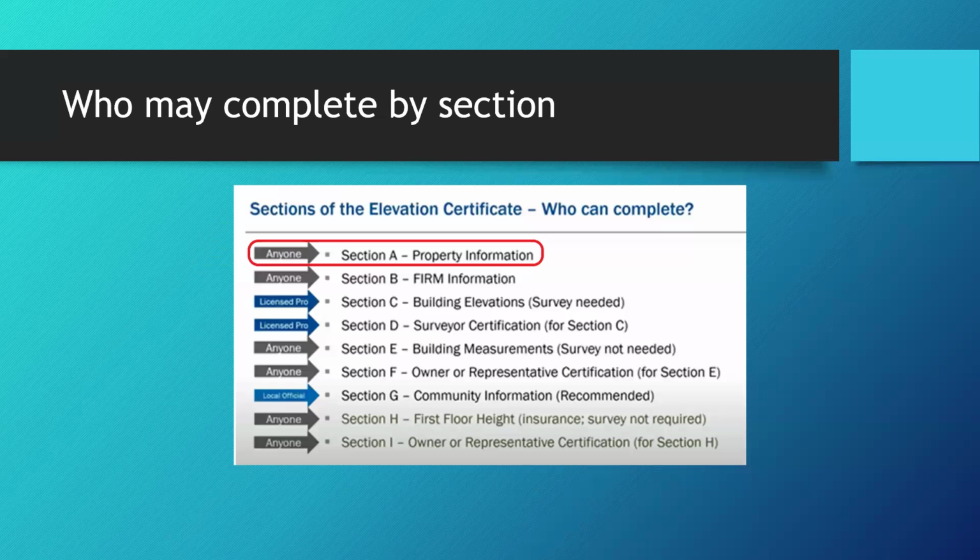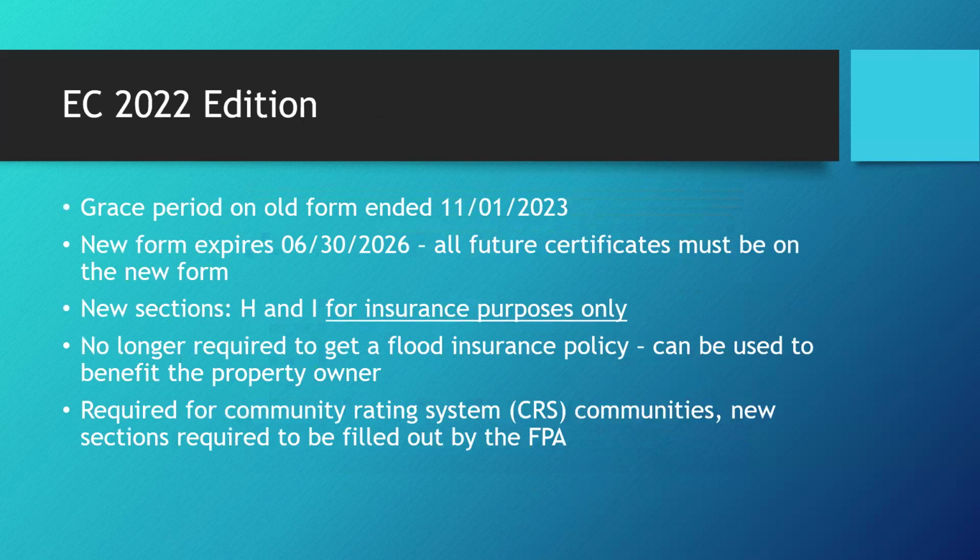And then you have the other sections listed out as to who can fill them out. So anyone can fill out most of it. It's the certified elevations and that certification that needs to be done by a licensed professional. And then section G is for the floodplain administrator to complete. And by recommended, that's a pretty strongly worded recommended. So pretty much, you should always be filling out section G at this point. And like I said, we'll go over those sections later this week. So today we're looking at section A.